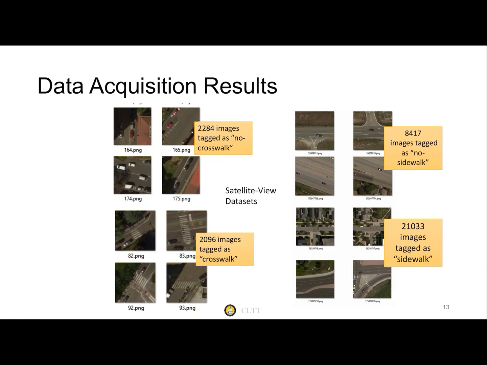So after all this data collection, duplicate removal, and augmentation, we have 4 sets of tagged images. The first set is the negative crosswalk data set. We have 2,284 images. And the second data set is the positive crosswalk data set, 2,096 images tagged as crosswalk. And then we have negative sidewalk images, 8,417. And then we have the positive sidewalk data set. It's 21,033 images. So that's the raw data set we collected in the first task.